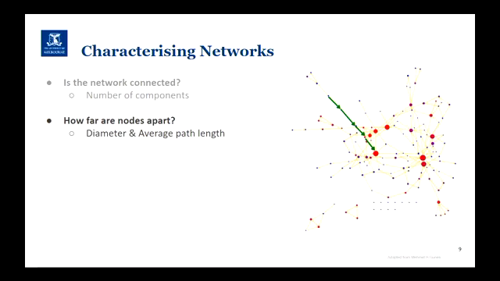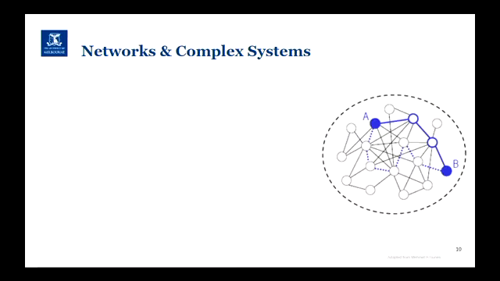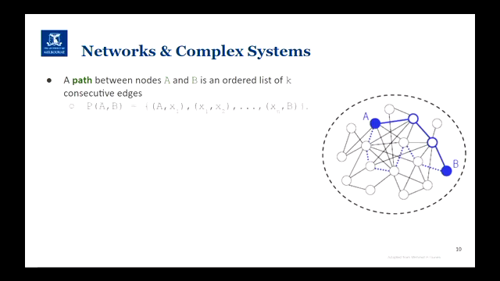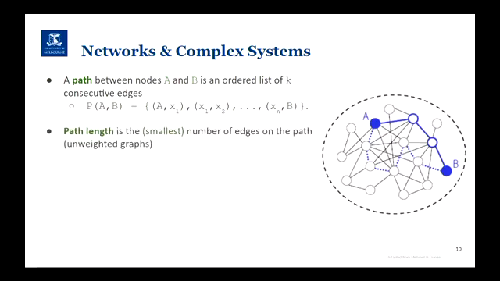But what about how far nodes are apart? That has to do with something called diameter and average path length, which are very important metrics. So we already established that a path between two nodes, A and B, is an ordered list of k consecutive edges. Considering this graph here, a path from A to B will be a connected sequence of edges, starting with A, with intermediate nodes, finishing in B. And the path length, and from now on when I mention path length I'm interested in the smallest path length, will be the number of edges in the path. And that's for an unweighted graph.